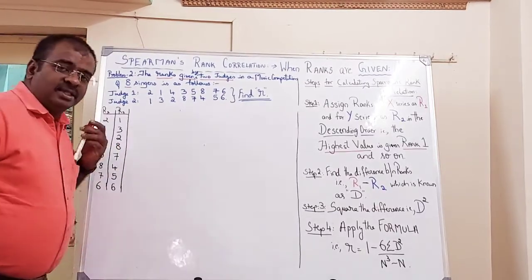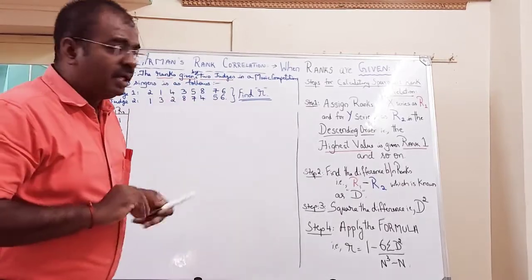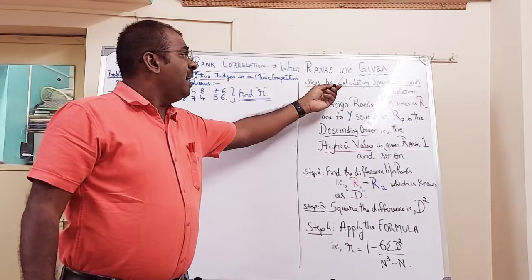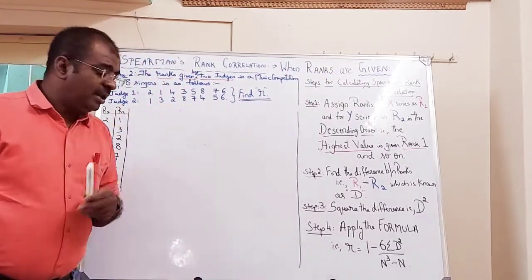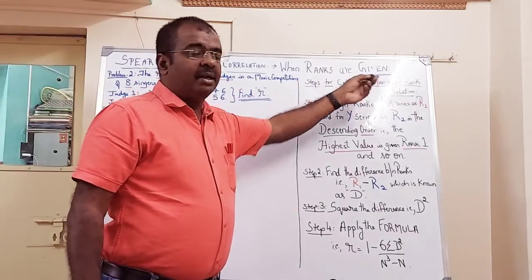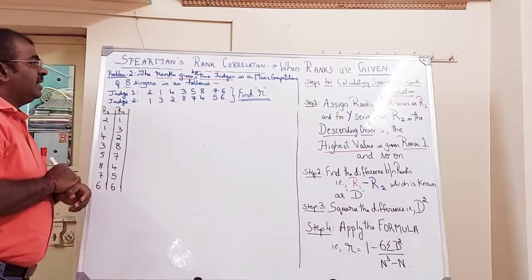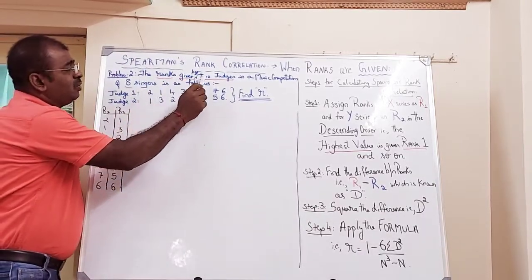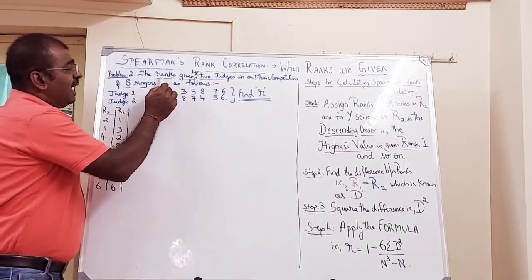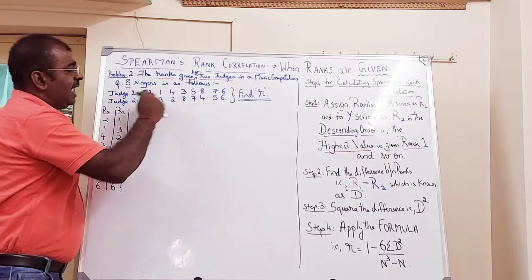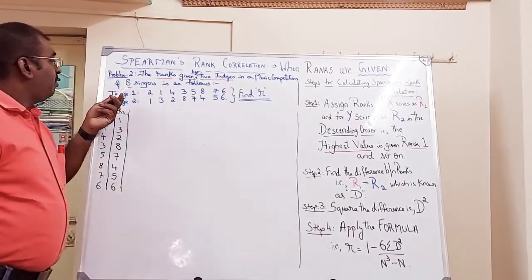Let us look at the second question: Spearman's rank correlation in situations where ranks are already given. Please note, in the previous question which we did, the ranks were not given, but here the ranks are already given. The question clearly states the ranks given by 2 judges in a music competition of how many singers?